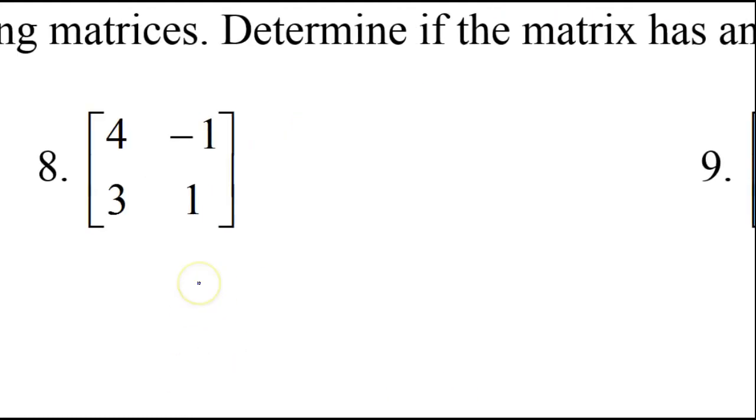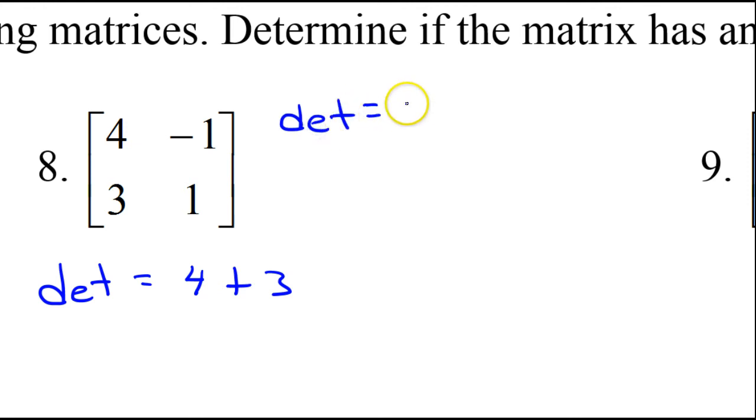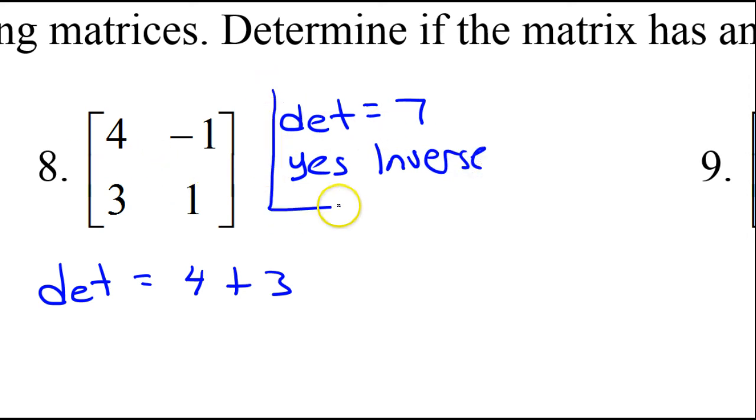Okay, look at number 8. The determinant is going to equal the down diagonal minus the up diagonal. The down diagonal is 4. The up diagonal is negative 3. 3 times negative 1, that's negative 3. So I'm going to put plus 3, all right, because it's the down diagonal minus negative 3. Minus negative is plus. So the determinant is 7, and I'm going to say yes inverse. It's square, and the determinant is not 0. So yes, there is an inverse.